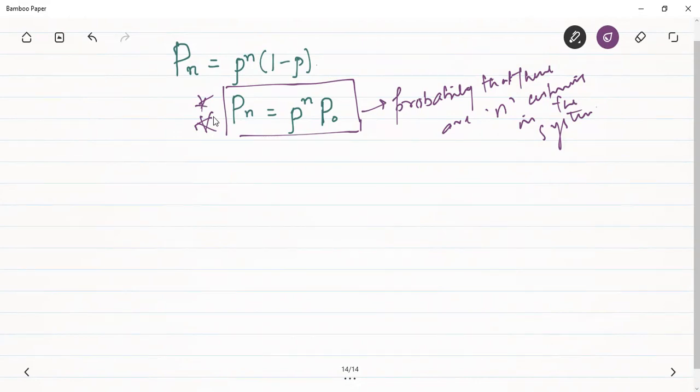Another formula is of the average length of the queue. So the average length of the queue is given by, okay, so first of all, we'll write the formula for the average length of system.